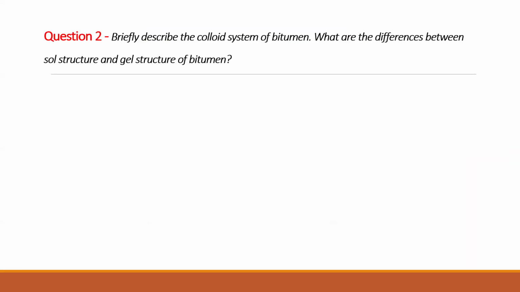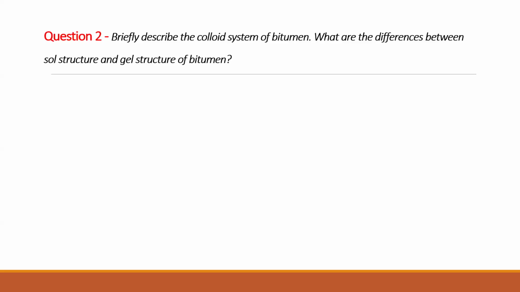Question number 2. Briefly describe the colloidal system of bitumen. What are the differences between sol structure and the gel structure? Leave the second part. We already discussed the colloidal structure. So can you please write as you understood? Whatever you have understood, you can write it down. I will then explain again.